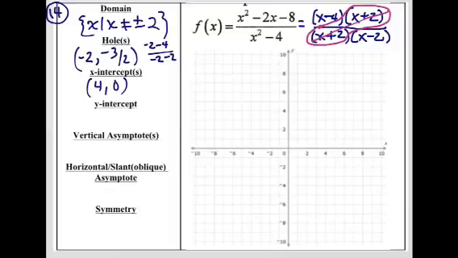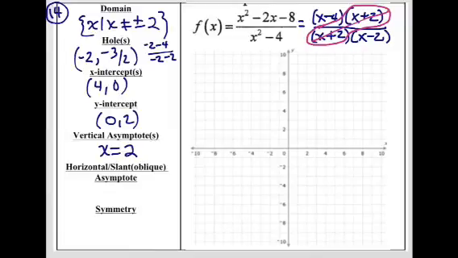The y-intercept, we cover up the x's. Again, I prefer to just cover them up right here. It's just as easy. So we're left with negative 8 over negative 4, so that's 2. Vertical asymptotes, well, negative 2 is the hole, right? So that means that only leaves you with x equals 2, positive 2 as a vertical asymptote.